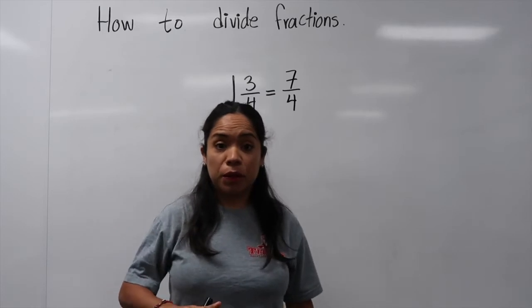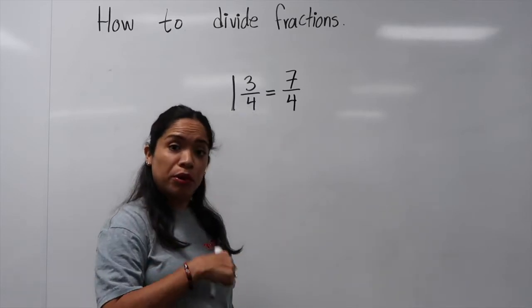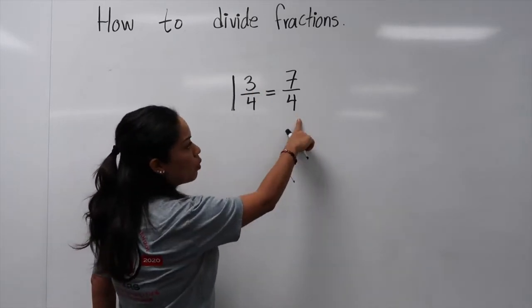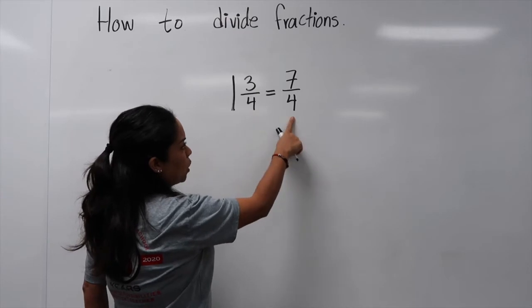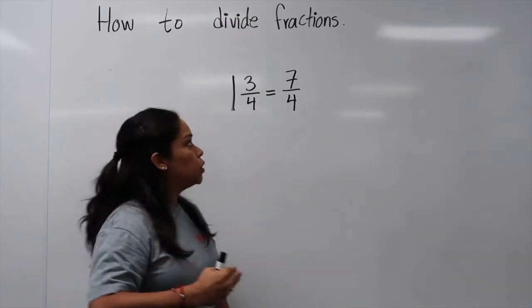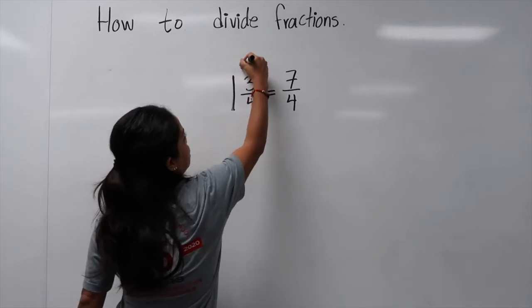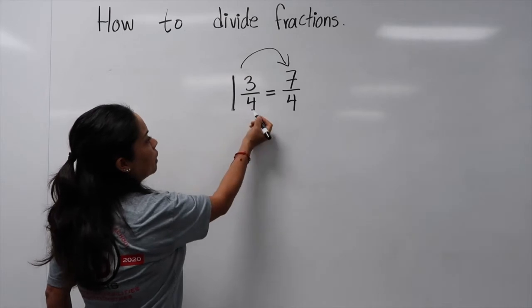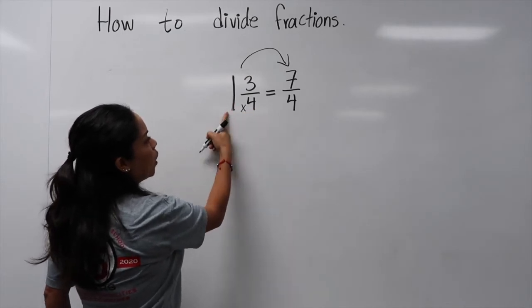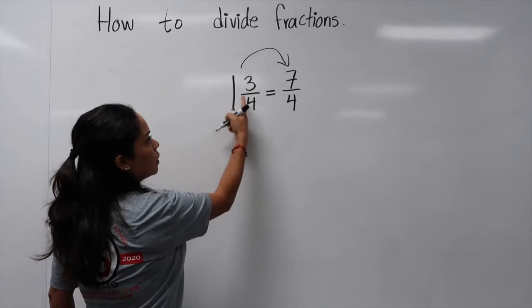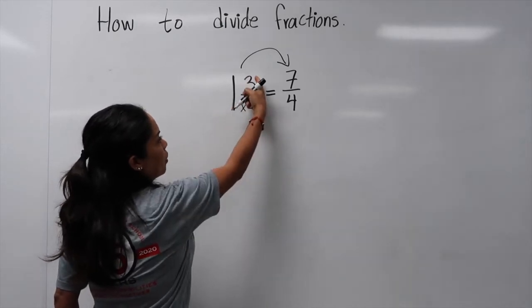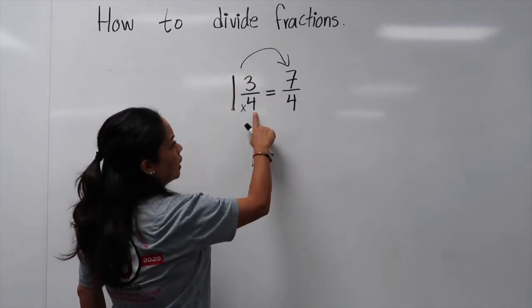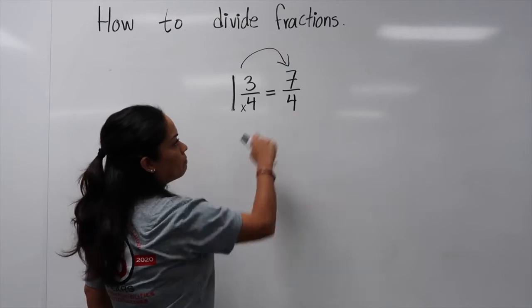The other thing we need to know is how to change a mixed number into an improper fraction. So here we have a mixed number. Here we have the improper fraction. They are equal to each other, it's just in a different form. The way to change a mixed number into an improper fraction is by multiplying the denominator times the whole number. And to the product, you're going to add the numerator. So 4 times 1 is 4, plus 3 is 7, and we keep the same denominator.